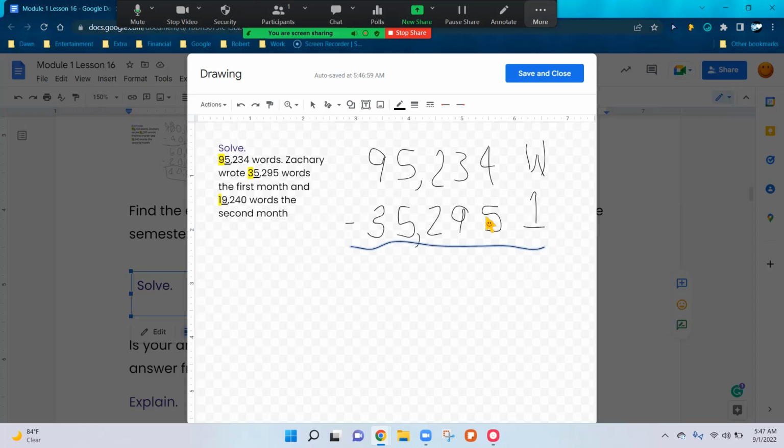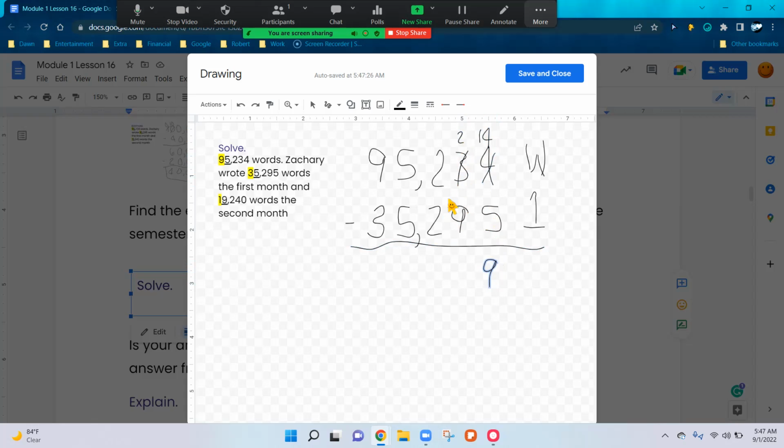4 take away 5, I can't do. So we're going to go ahead and regroup. We're going to take 1 from the tens column, which leaves us a 2. We're going to bring our 1 ten over, which becomes 10 ones, and then add the ones to that 10 that I already have. I'm going to cross out my 4. 14 minus 5 is 9.